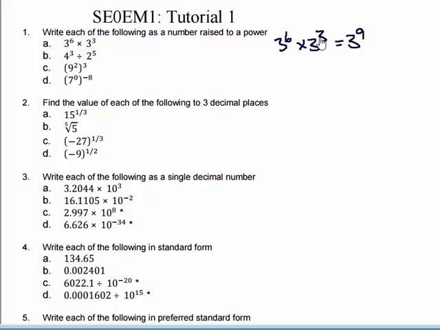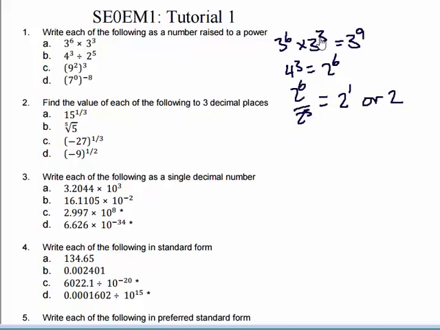Part B. 4 to the 3 divided by 2 to the 5. Obviously 4 and 2 are different, but 4 is equal to 2 squared, so 4 to the 3 is actually equal to 2 raised to the power of 6. So in question B we've got 2 to the 6 divided by 2 to the 5, so that's equal to 2 to the 1, or 2.